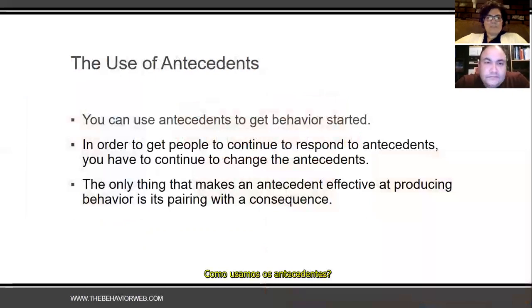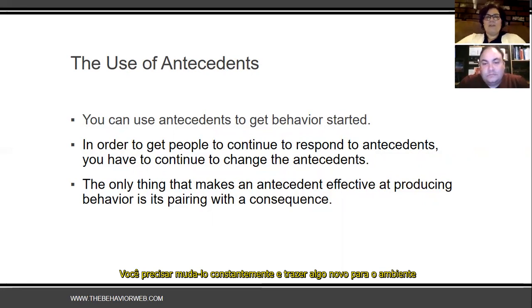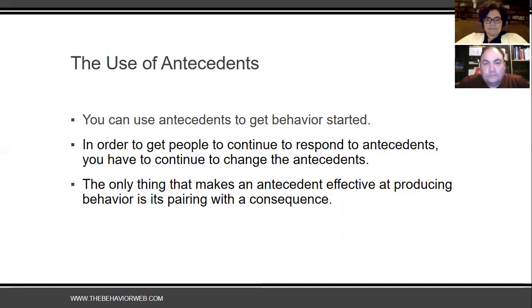So how do we use antecedents? We can use antecedents to get the behavior started. In order to get people to continue to respond to antecedents, we will have to constantly change the antecedents. So if all you want to use in a behavior modification program is the antecedent, you will have to constantly be changing and bringing something novel to the environment to get behavior happening. The only way that you would make an antecedent effective at producing behavior is by pairing it with a consequence.